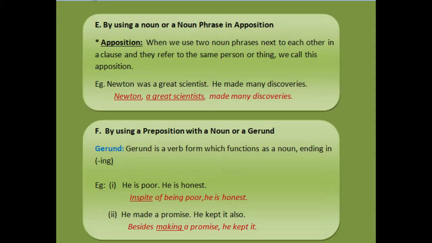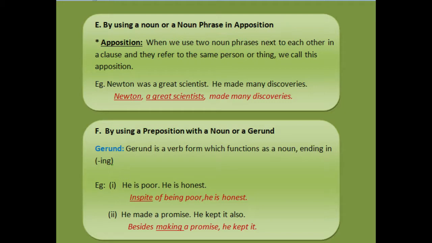Number E is by using a noun or a noun phrase in apposition. We know what a noun is, but what is a noun phrase in apposition? Let's see. When we use two noun phrases next to each other in a clause and they refer to the same person or thing, we call this apposition. The example will make it clear.